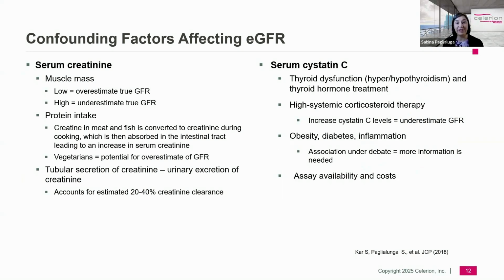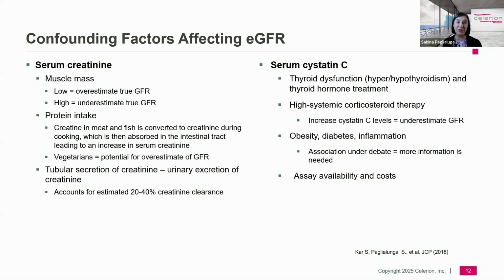There are some limitations to these biomarkers. For instance, serum creatinine is dependent on muscle mass, so low or high muscle mass could over or underestimate the true GFR. It's also impacted by protein intake. Creatine is found in meat and fish and is converted to creatinine during the cooking process. So non-meat eaters tend to have an overestimation of GFR.